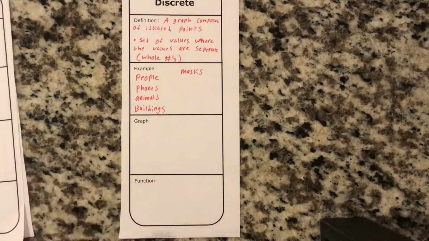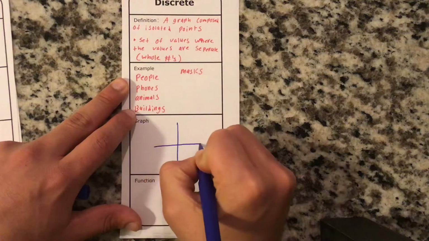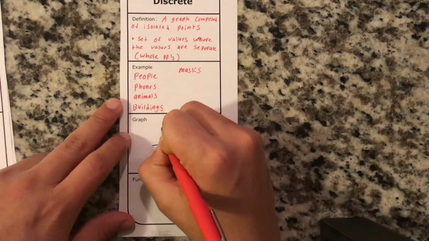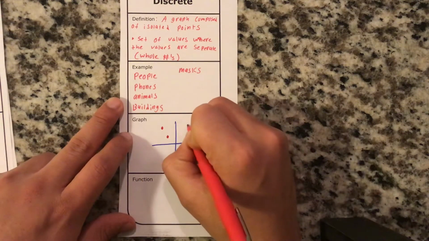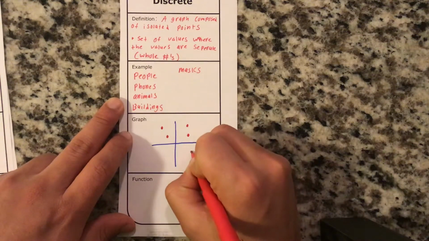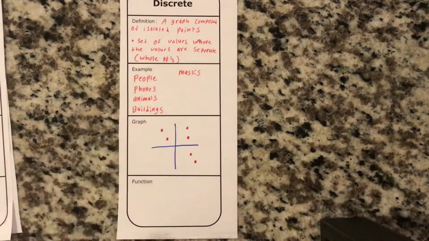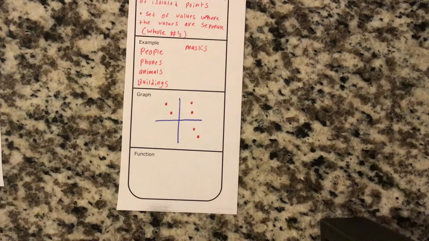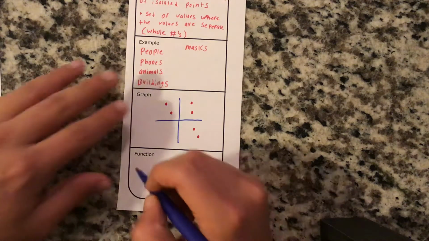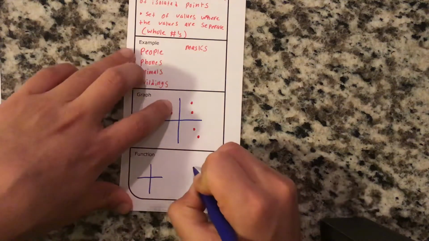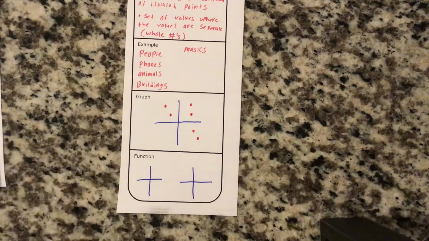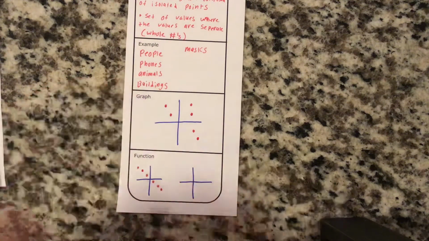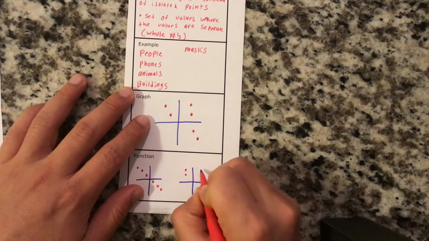Now, if we're looking at a graph, so let's draw a little graph real quick. A discrete graph would look like some isolated points. So it'd kind of be just dots all along the graph, right? That's what discrete data would look like. So we can also determine if a discrete graph is a function or not. So we can give it 2 little graphs. Okay, so we could do one like this. It can be one discrete graph, and then we can have one like this.